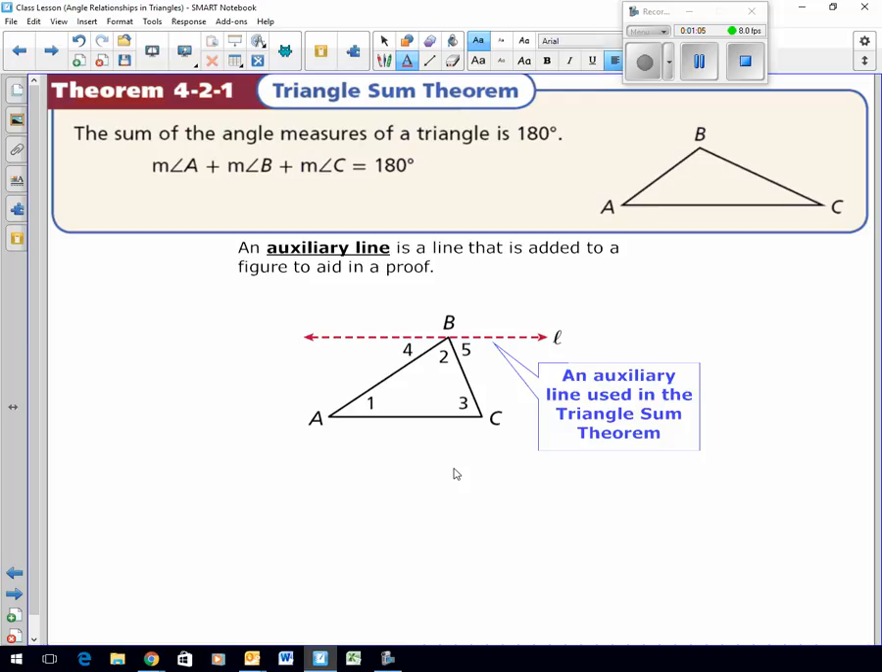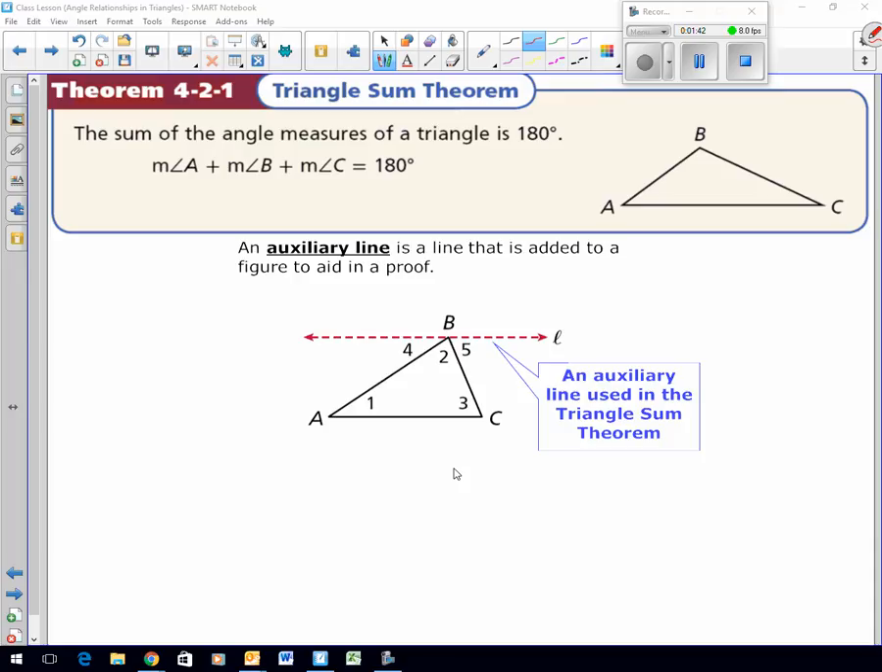An auxiliary line might be worth writing down. An auxiliary line is a line that is added to a figure to aid in a proof. If I have a regular old triangle, A, B, and C, one of the things that may help me when I am going through some of these theorems is to add a line at one of the vertices of the triangle, and that line will help me see some of these other theorems.